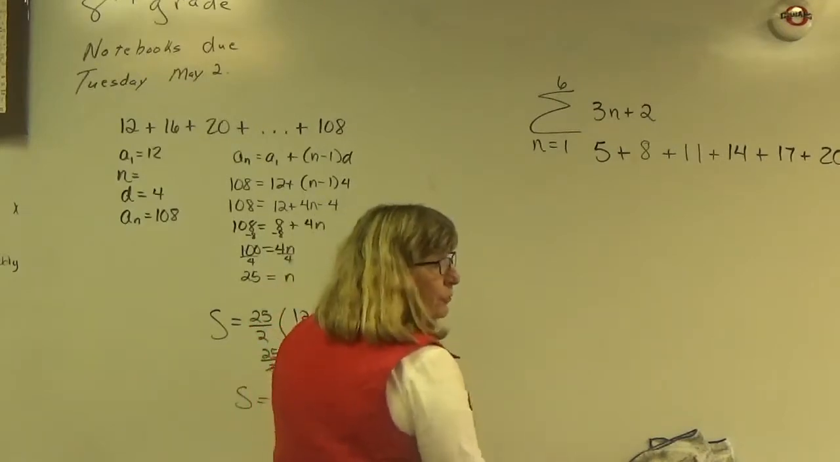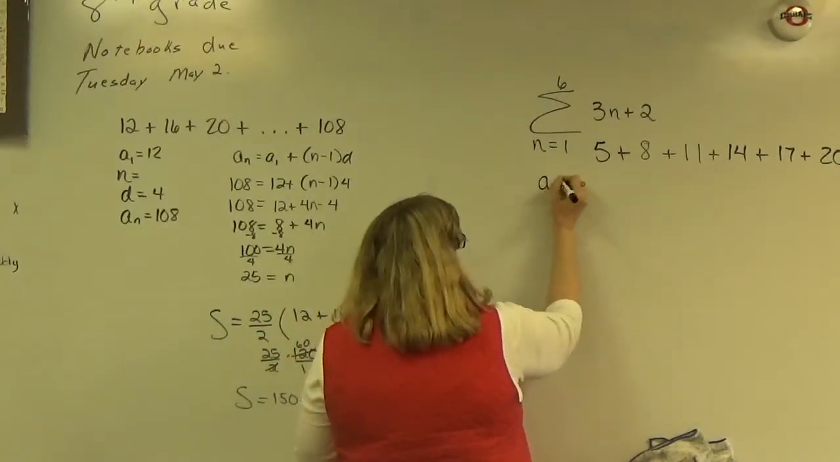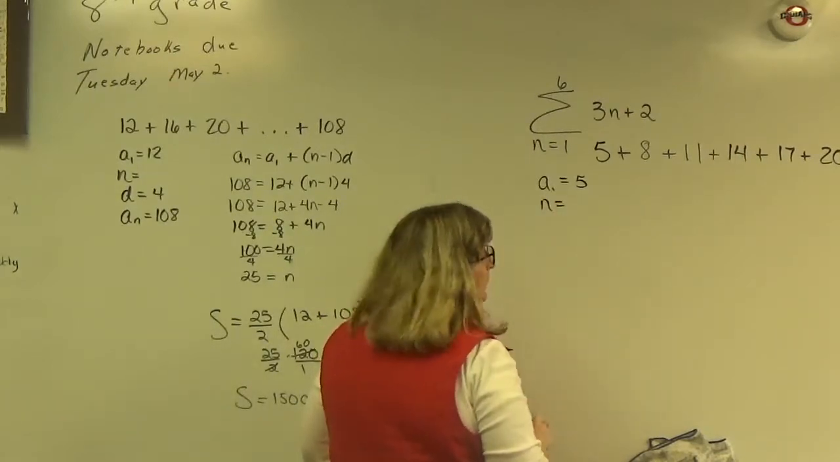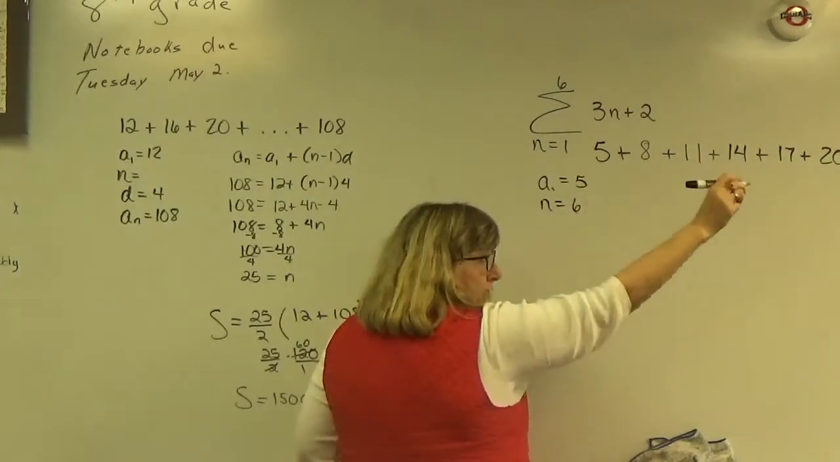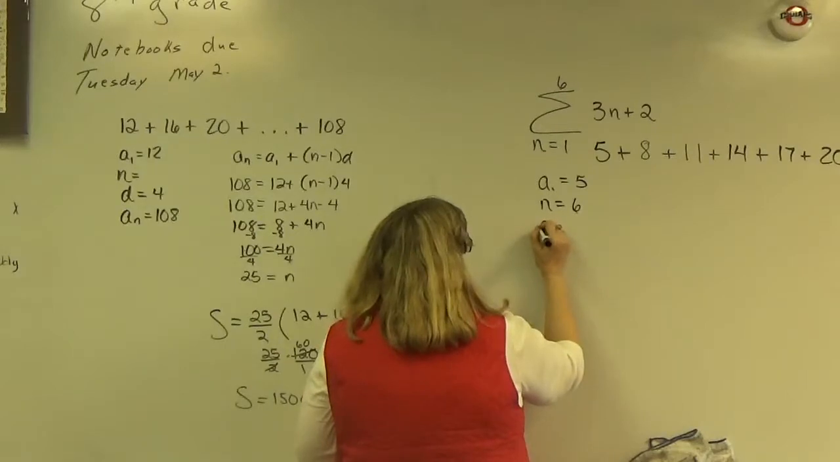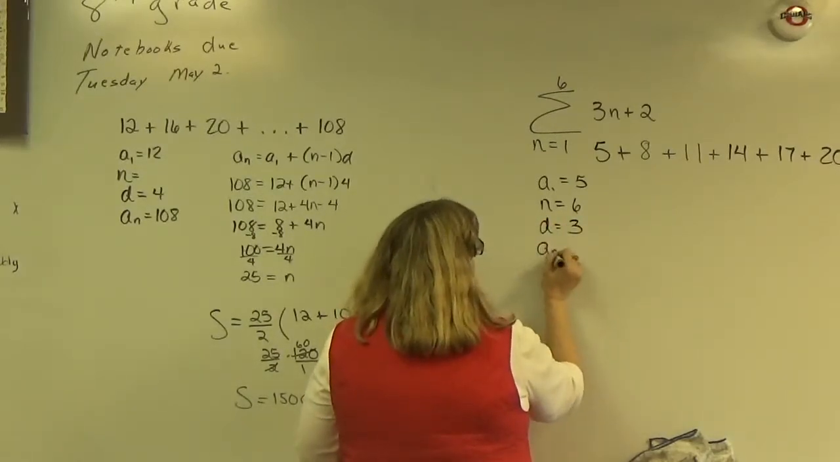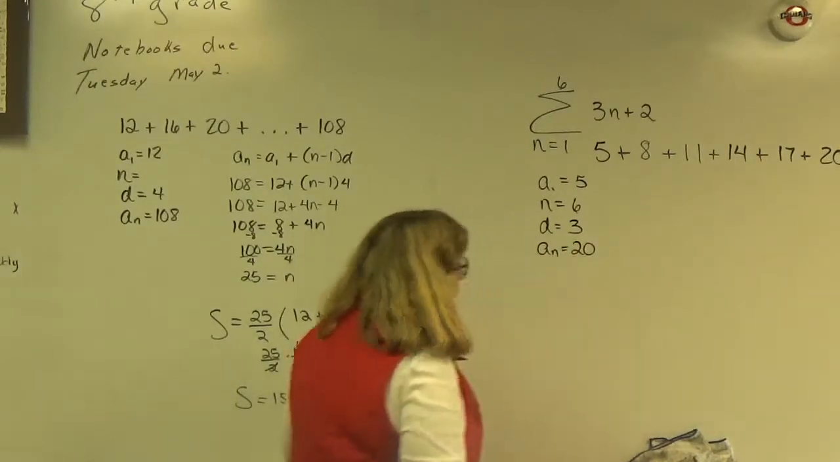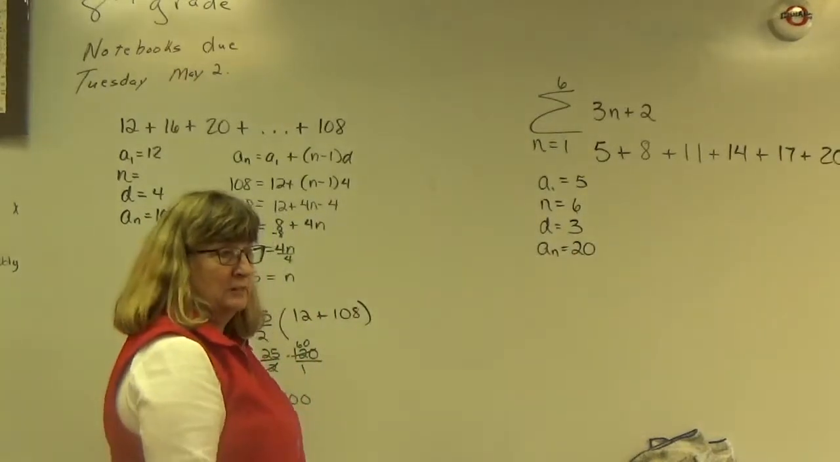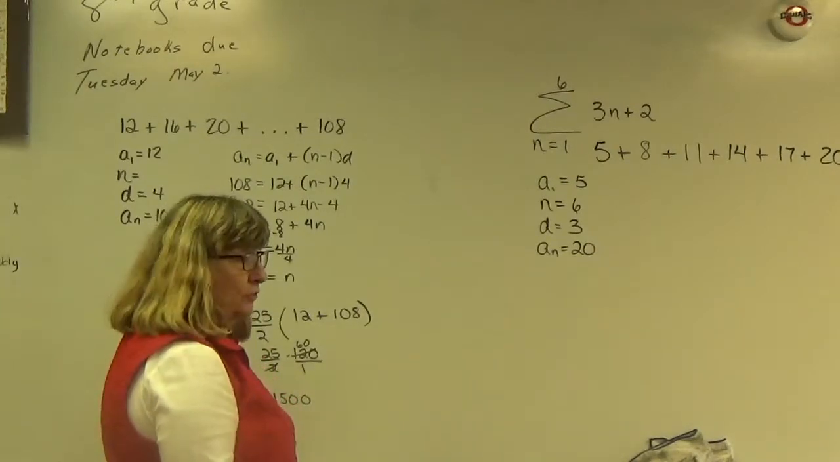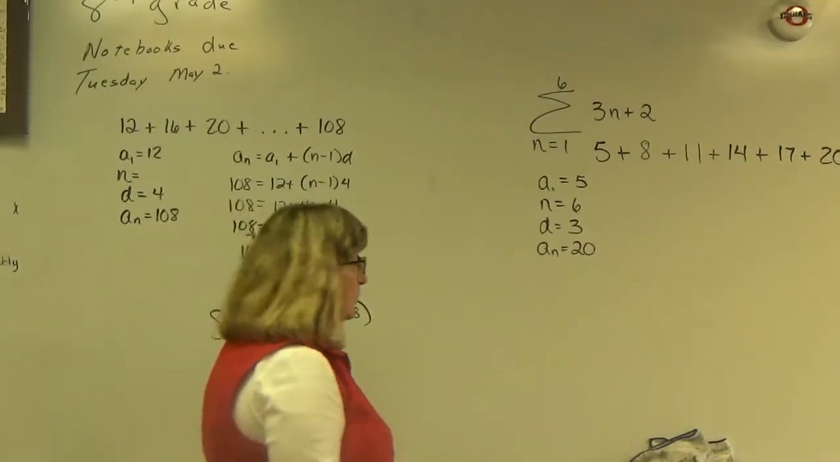Now, what do we know from this? A1 is 5, and n, how many numbers are there? 6, we can count them, right? What's the difference? 3. And what's the last term? 20. So do I need to use the other formula? Nope. We can go straight to the sum formula, can't we? Because we have everything we need.